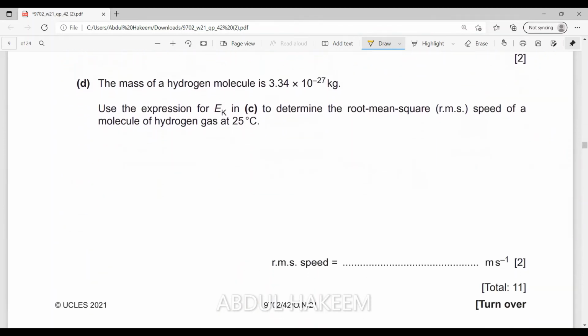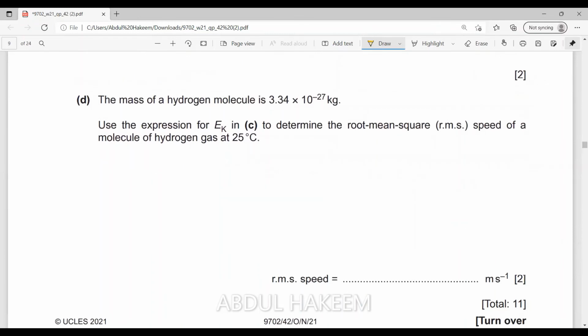Now the next is, the mass of a hydrogen molecule is 3.34 times 10 power minus 27. Use the expression for the kinetic energy to determine the root mean square speed of a molecule of hydrogen at 25 degrees Celsius. Okay. So 1 by 2 m times the mean square speed is 3 by 2 kT. It means the mean square speed is, this 2 cancelled, 3 kT over m. And v rms is equal to the square root of 3 kT over m.